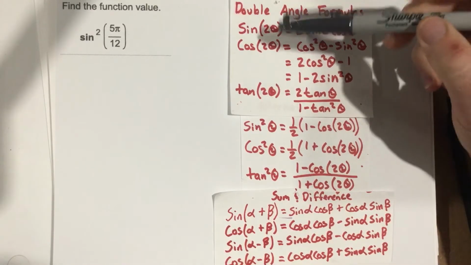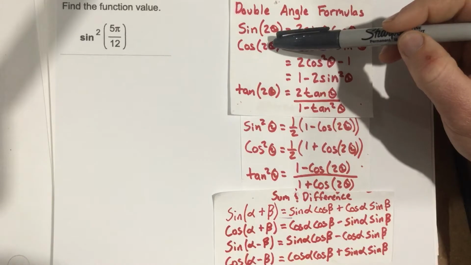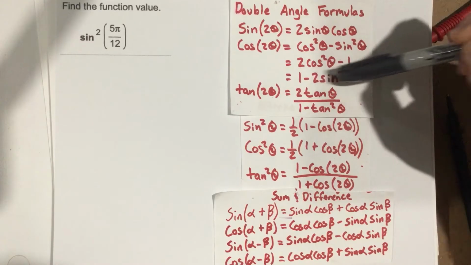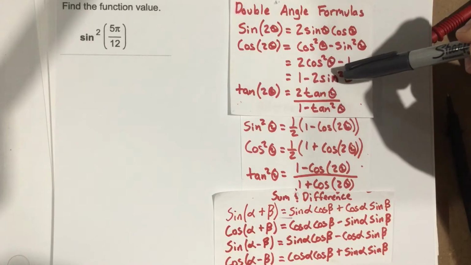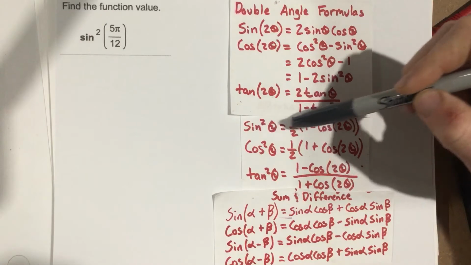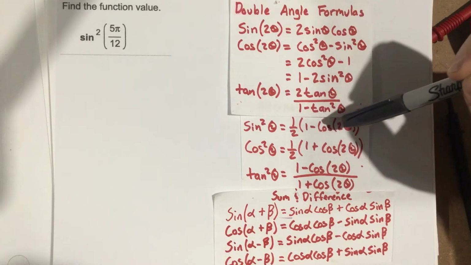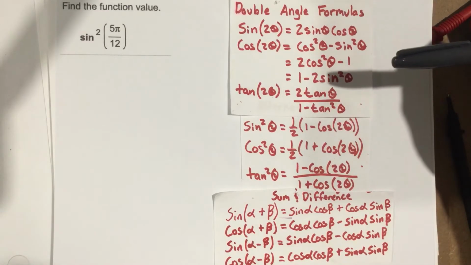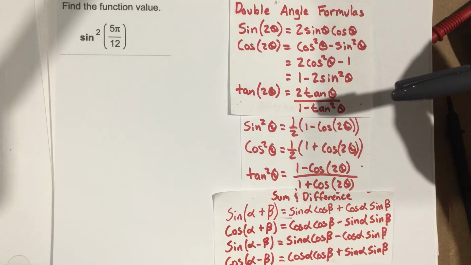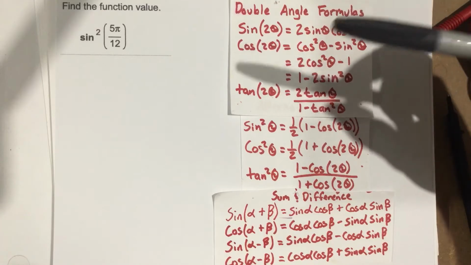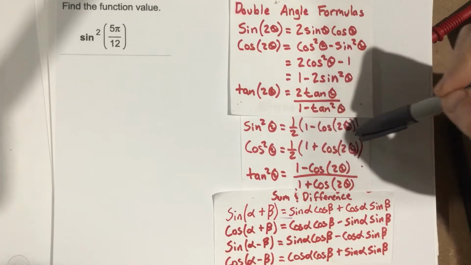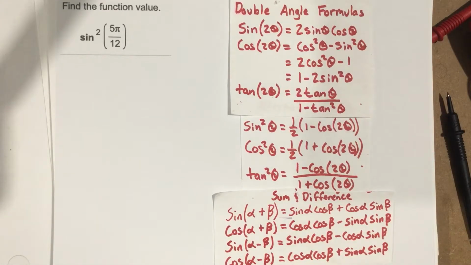You can see that I've got one formula, cosine 2 theta equals 1 minus 2 sine squared theta, as one of the formulas that I can use. I could also use the sine squared formula as 1/2 times (1 minus cosine 2 theta). There are two different forms there that I could use. I think I'm going to go ahead and use sine squared theta equals 1/2 (1 minus cosine 2 theta). I think that's the easiest route to take.